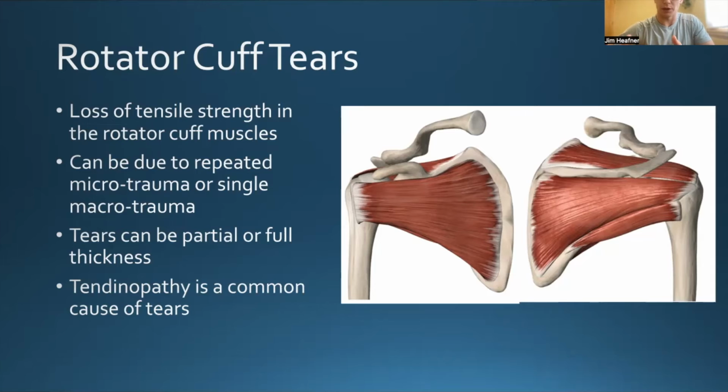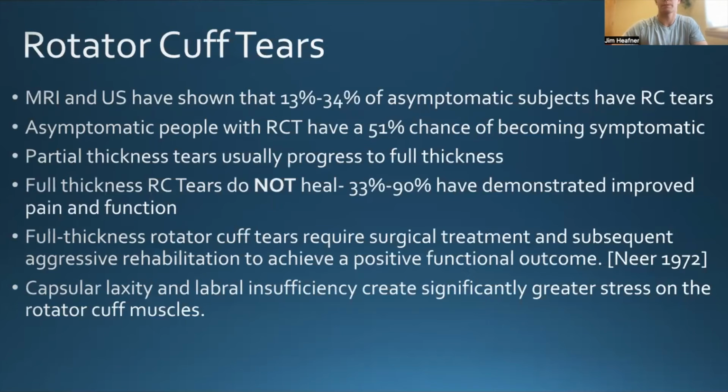Tears can be partial or full thickness. We see these on MRIs all the time, where someone comes in with pain in their shoulder. They have some imaging done and it shows tendinosis, so a chronic tendinopathy or chronic tendinitis of the shoulder, and that has then led to some partial tearing in the rotator cuff muscles. So tendinopathy and partial or full tearing are going to be common findings that we're seeing.